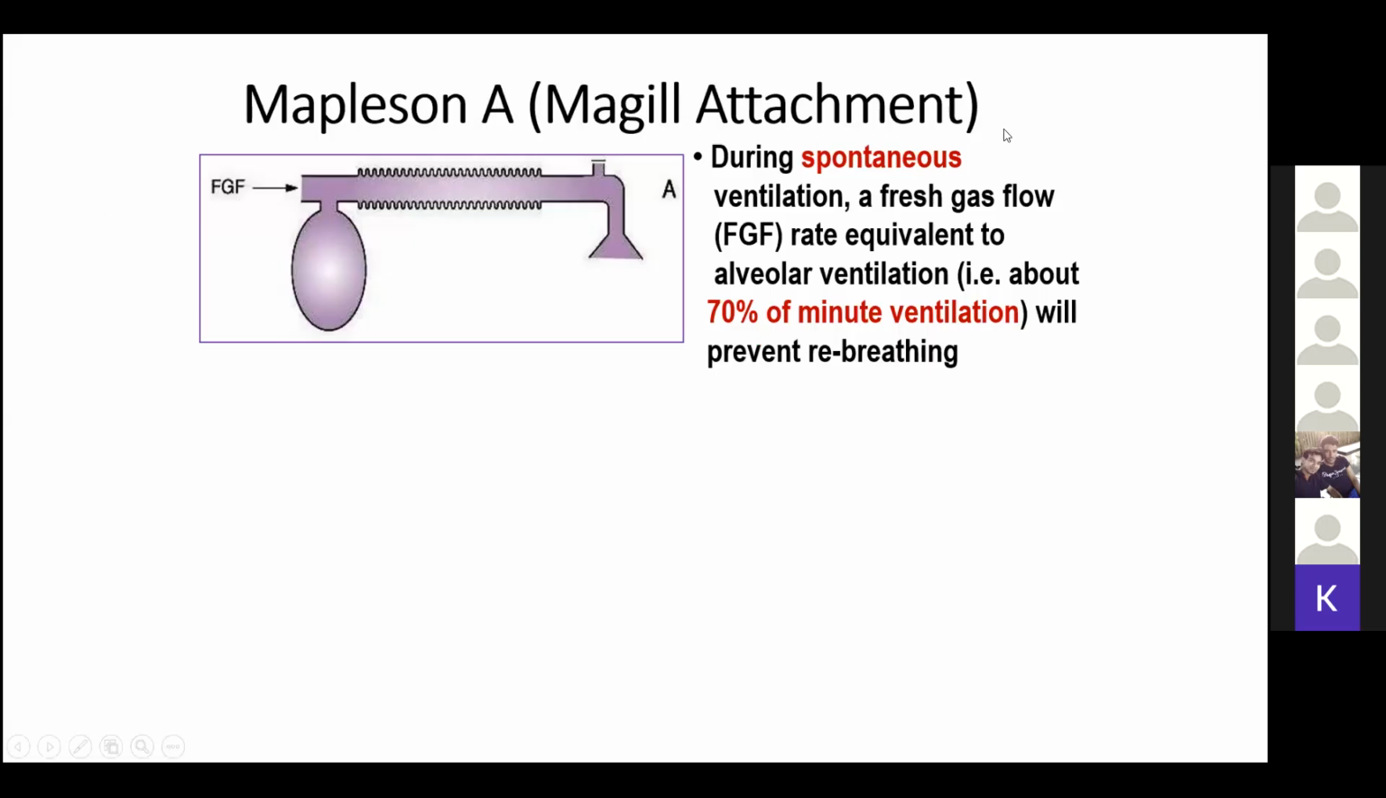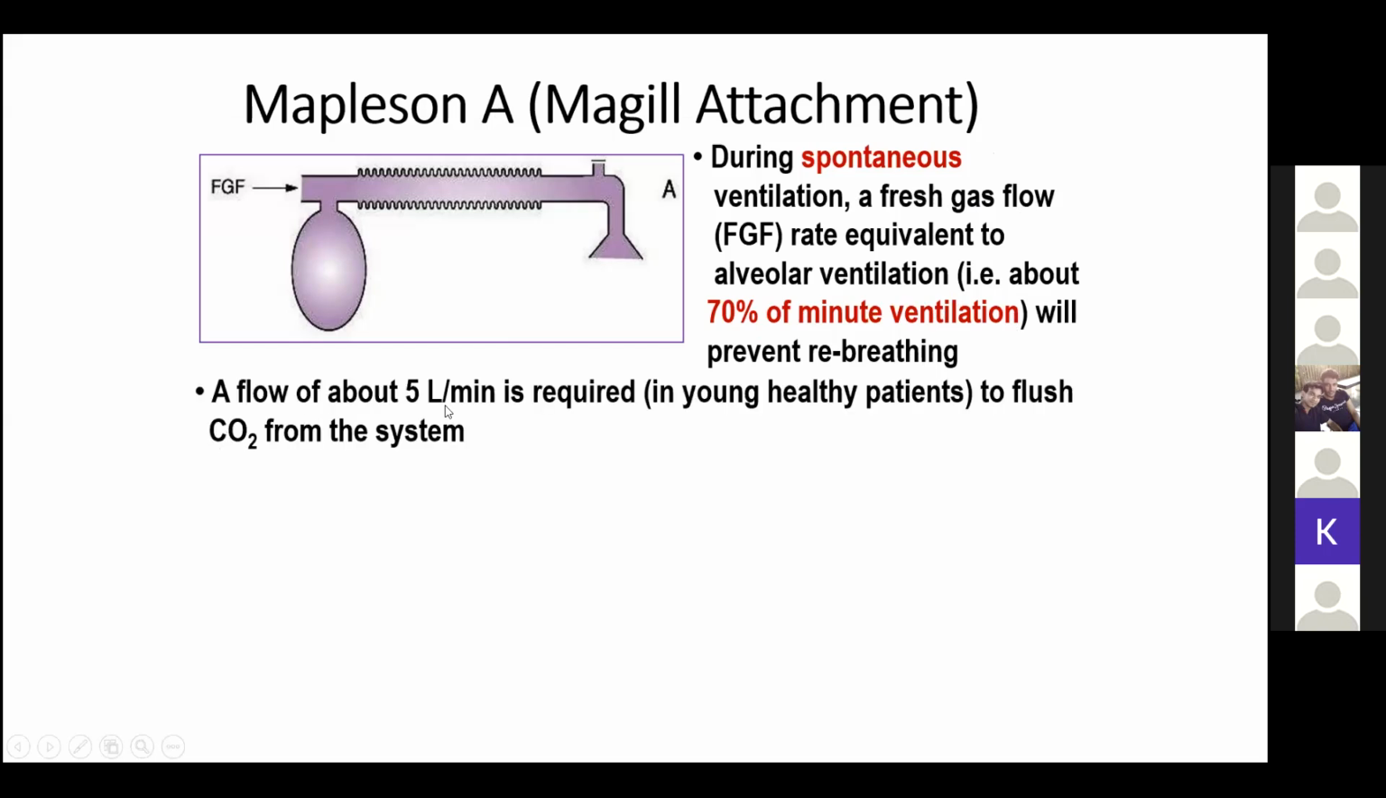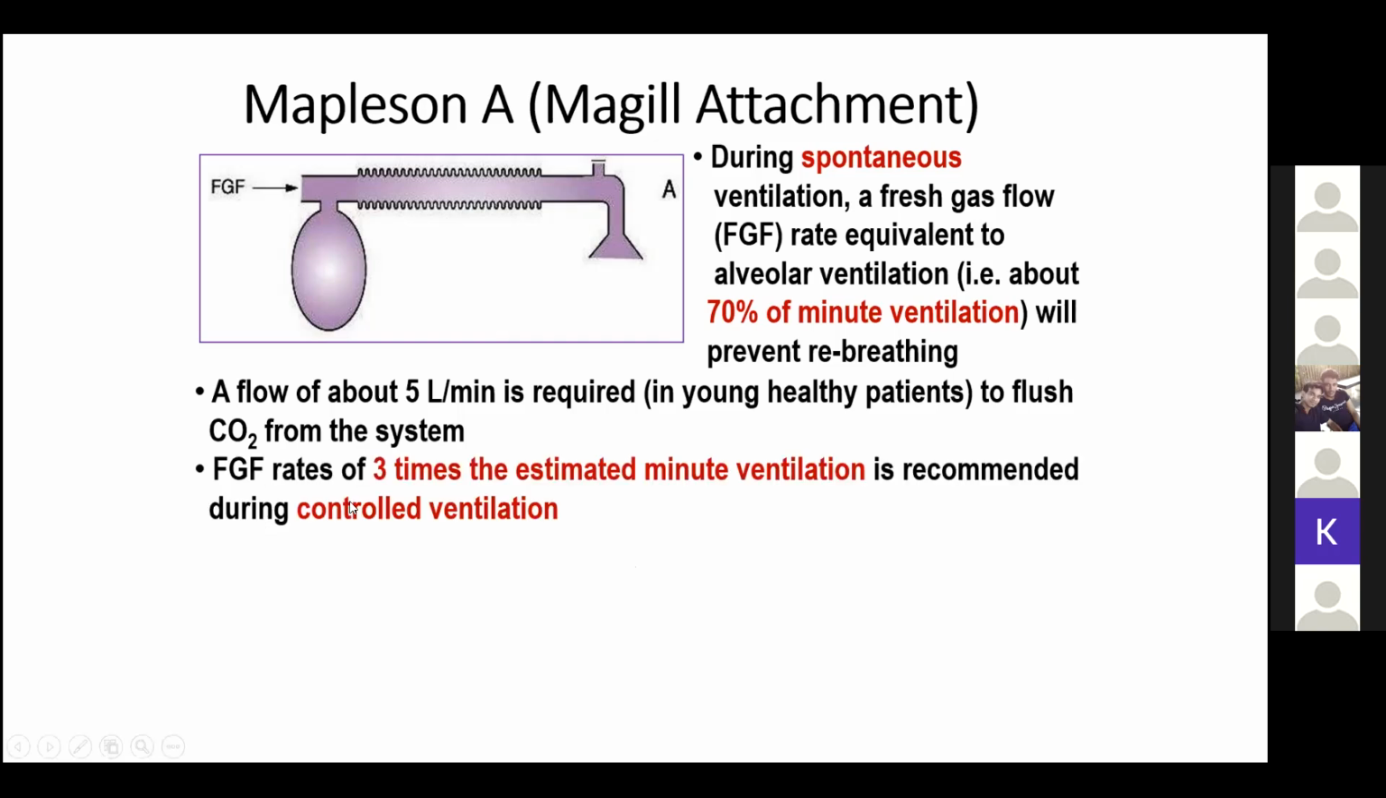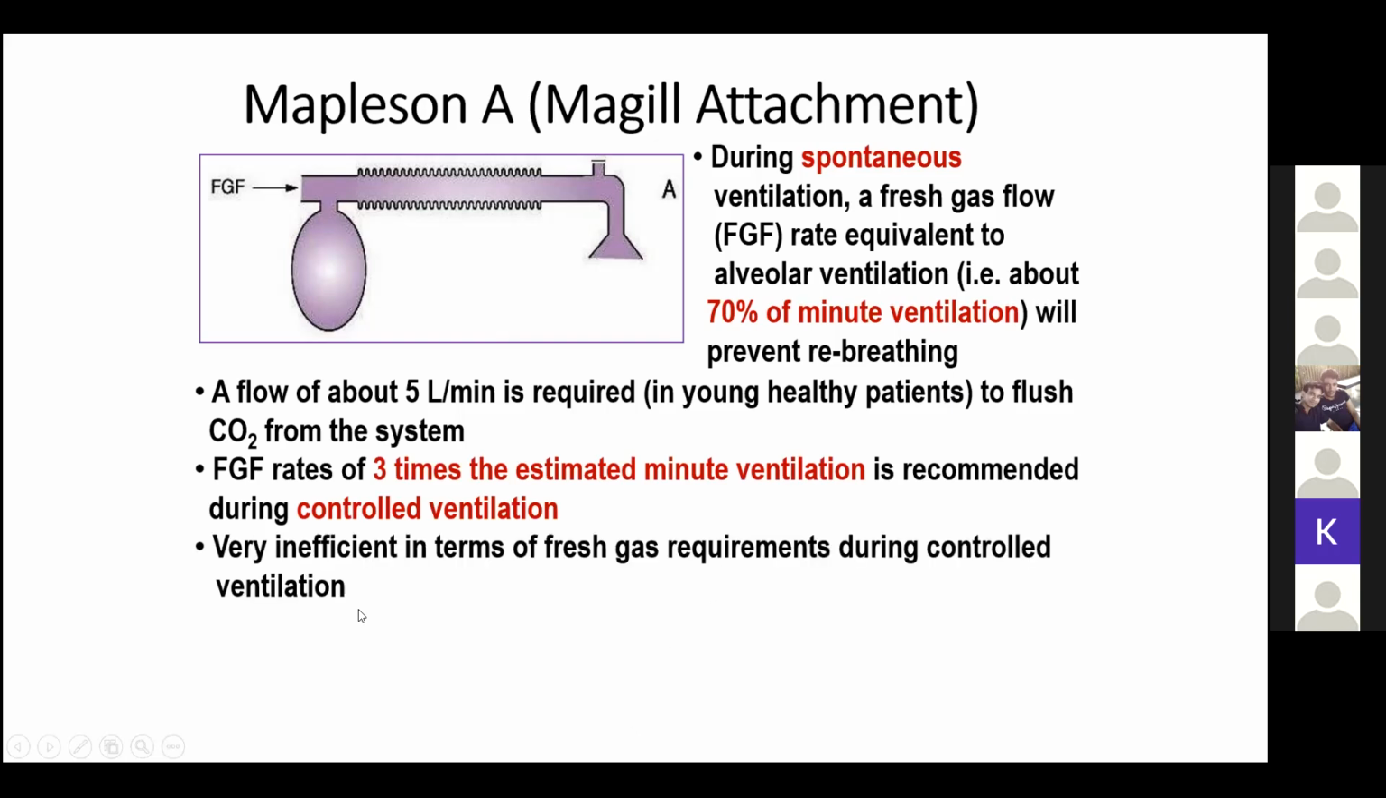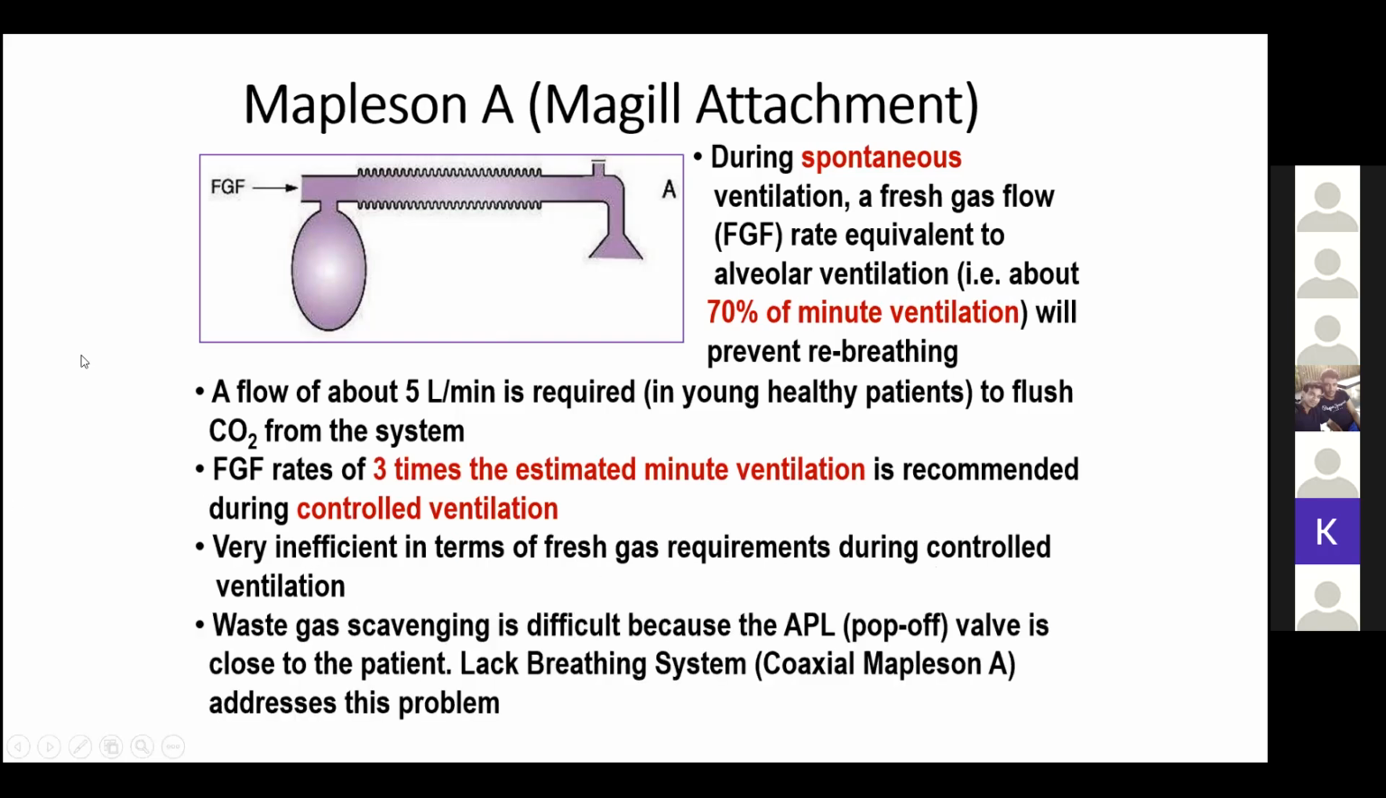Now, Mapleson A, let us discuss what it is. During spontaneous ventilation, a fresh gas flow equivalent to alveolar ventilation, or 70% of the minute ventilation, because alveolar ventilation is generally 70% of the minute ventilation, is required to prevent rebreathing. A flow of about 5 liters per minute is required in young healthy patients to flush out the system of CO2. A fresh gas flow rate of 3 times the estimated minute ventilation is required for controlled ventilation. Very inefficient system if controlled ventilation has to be done with that.